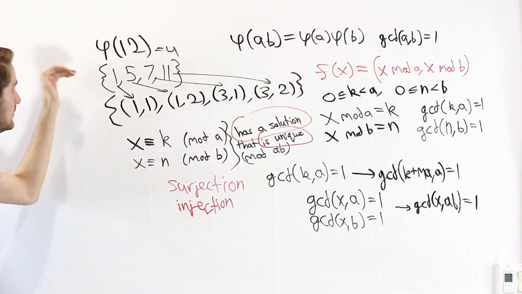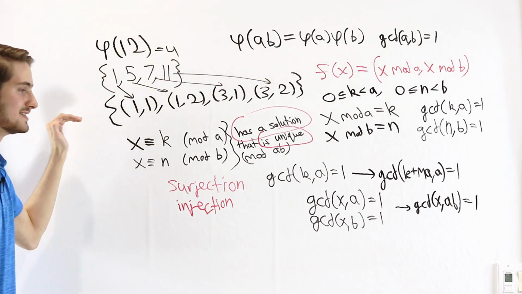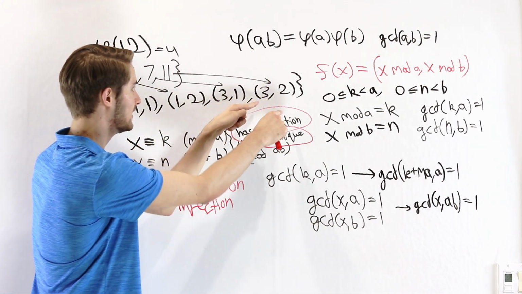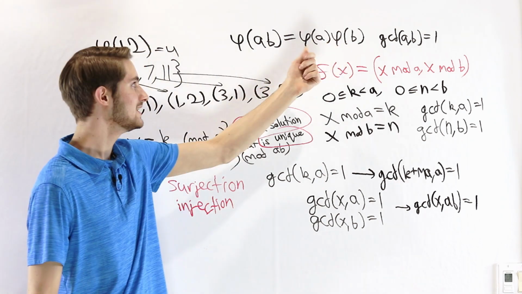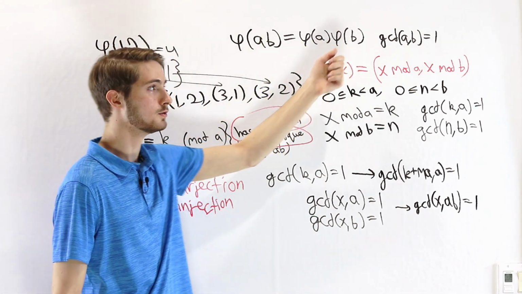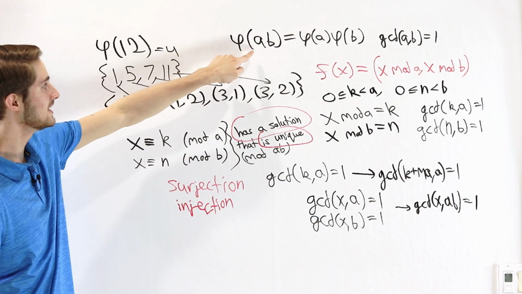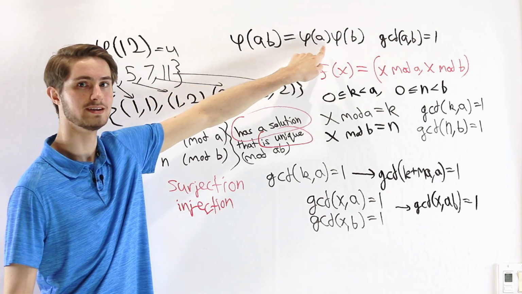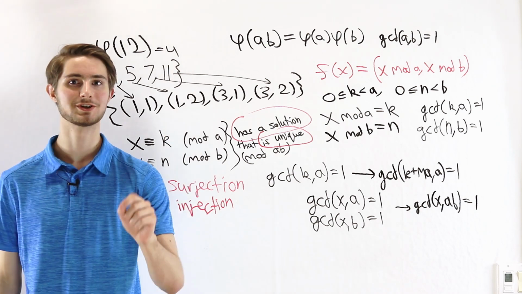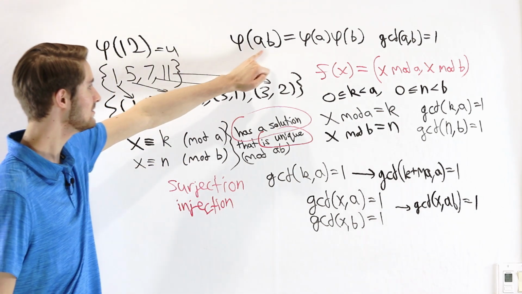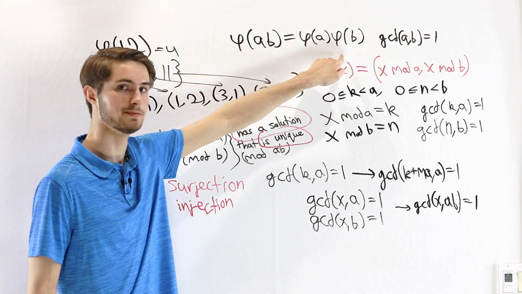And because the number of elements in the first set is φ(ab), and the number of elements in the second set, the number of these ordered pairs, where the first is coprime to a and the second is coprime to b, is φ(a) times φ(b), we know these two numbers have the same size. φ(ab) equals φ(a) times φ(b). So that is how we prove that the totient function is multiplicative, meaning that if a and b are coprime, φ(a times b) equals φ(a) times φ(b).